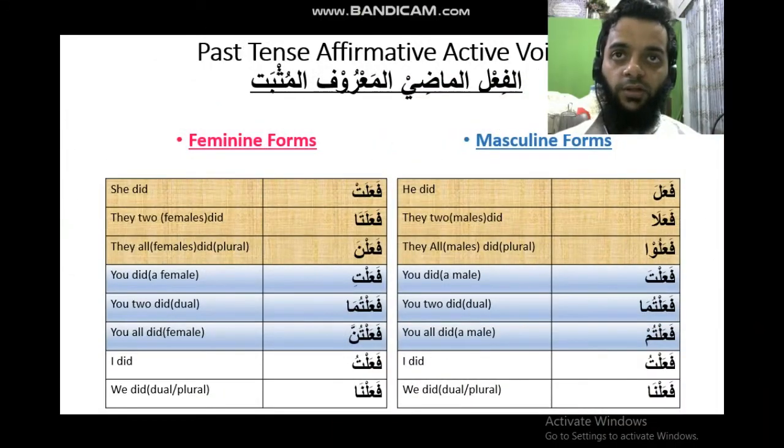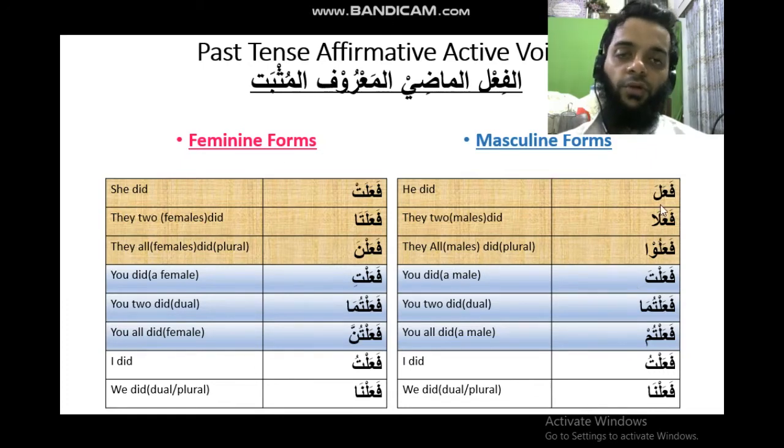So before we start, in Arabic there are three tenses in verb: Mazi, Al-Muzariya and Al-Amr. Mazi stands for past tense. So in this video we are going to be studying the verb conjugation table of Al-Fi'l Al-Mazi. So this is the verb conjugation table of past tense affirmative active voice, which in Arabic you call Al-Fi'l Al-Mazi Al-Ma'ruf Al-Musbat. So there are basically 14 forms you can say. This side represents masculine forms and this side represents feminine forms.